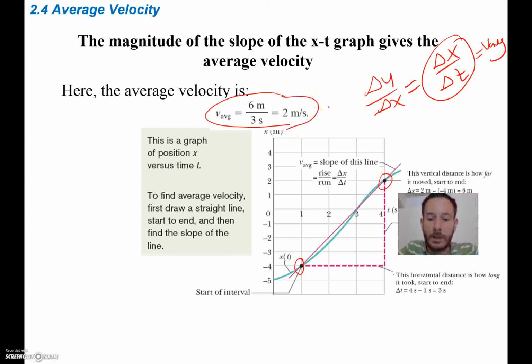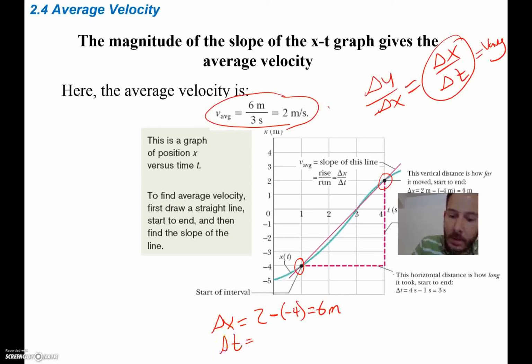So your change in x is going to be 6 meters. Again, you want to take your last point and subtract the first point. So your change in x coordinate would be equal to, it starts at 2, and you're subtracting, and it goes to -4. So you're subtracting a -4, which is going to get you a positive 6 meters. Again, same for the time.